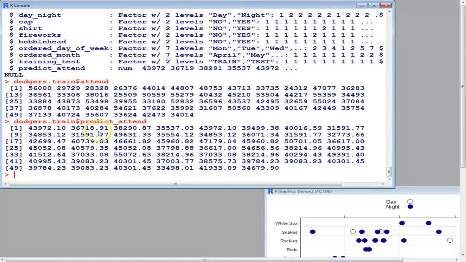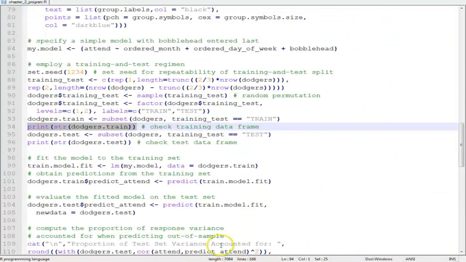By the way, these have some decimal points in them as well. So for example, the actual attendance in the first element is 56,000. The predicted attendance by our model is 43,972. Not so good, right? How about here, 29, what did we predict? 36. How about this, 26, 38. Okay, so we're not doing too well, right? But that's what we have.